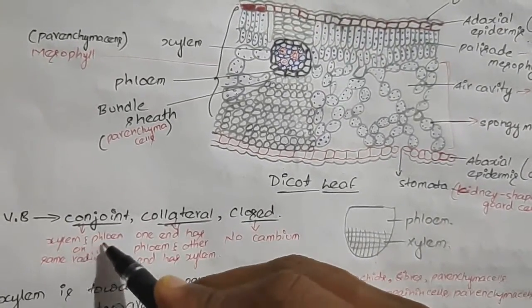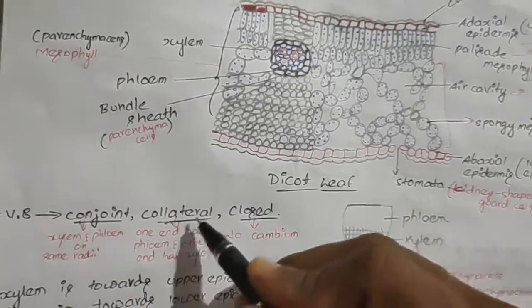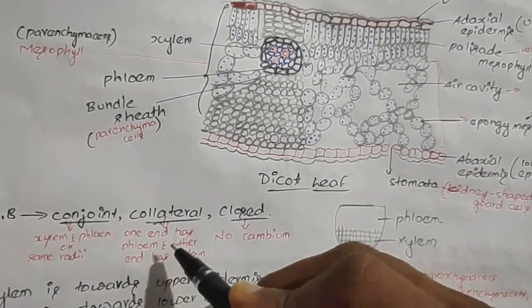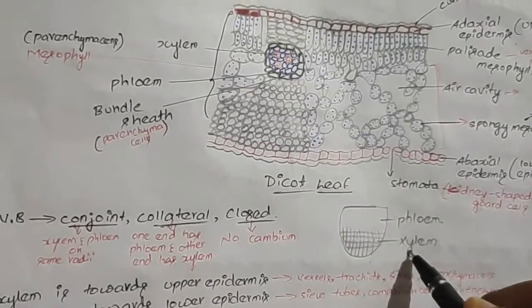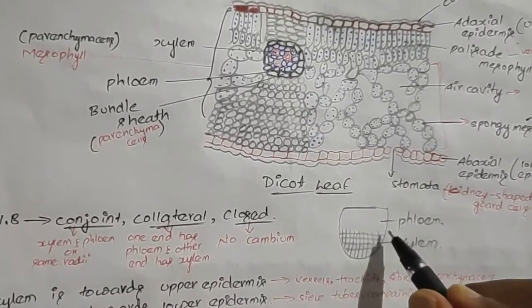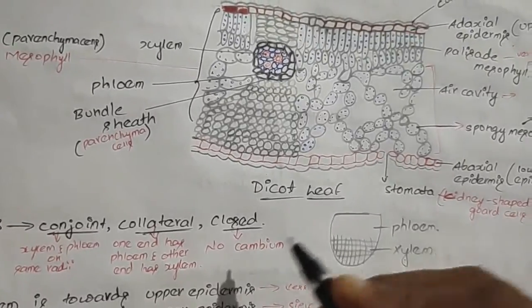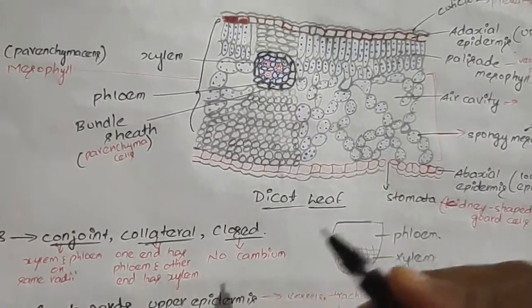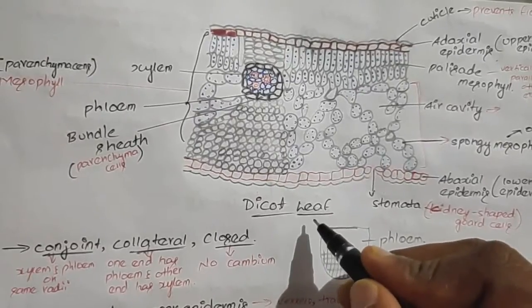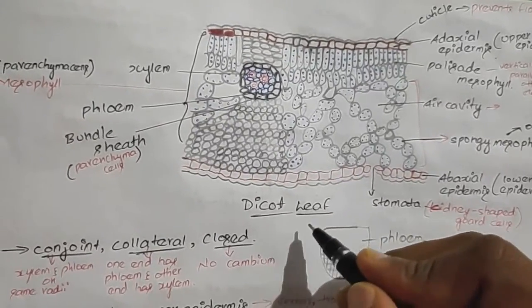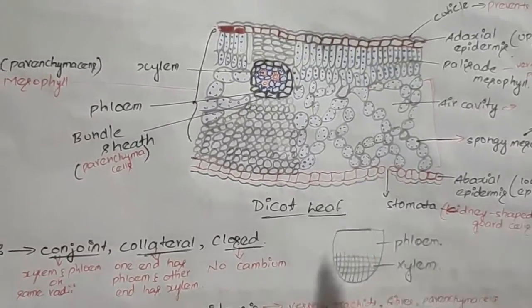Conjoint means both xylem and phloem are on the same radius. Collateral means one end has the phloem and the other end has the xylem. Closed means there is no cambium in between the xylem and phloem. Because of the absence of cambium, we cannot see secondary growth in dicot leaves. Even though it is a dicot, we cannot see secondary growth in the case of leaves.